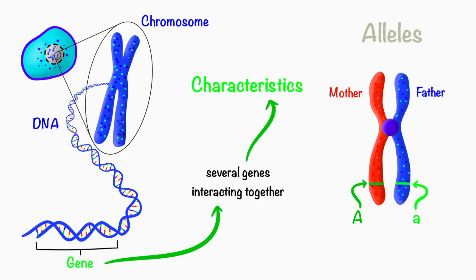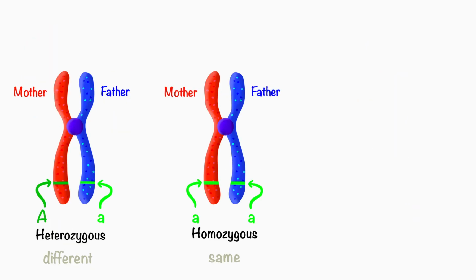All genes exist in different versions called alleles. These are represented by letters in genetic diagrams, one letter for each allele. You have two versions or alleles of every gene in your body, one from each parent. These alleles can be the same or different from each other. If an organism has two alleles for a particular gene that are the same, then it's homozygous for that trait. If the alleles for a particular gene are different, then it's heterozygous.